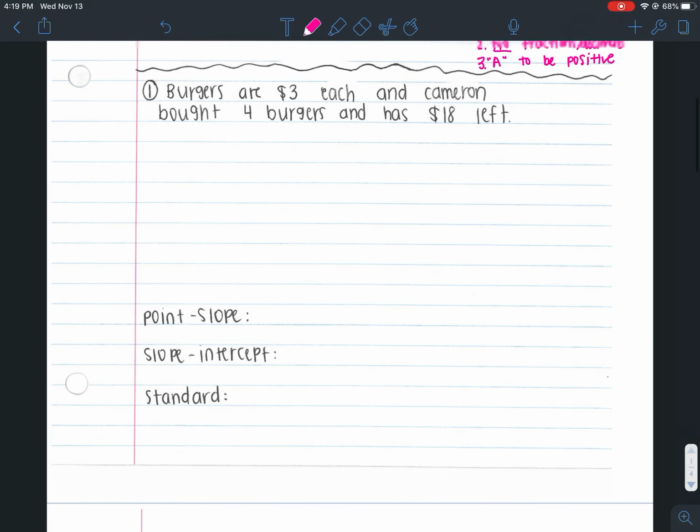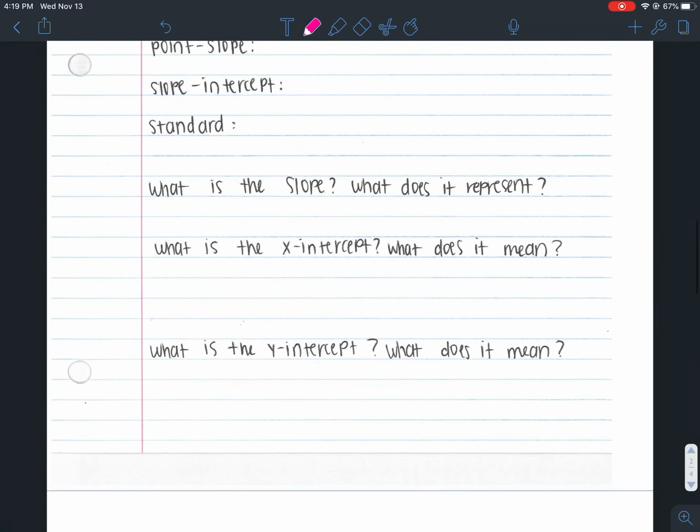Okay, moving on. So we're going to go through 2 problems here. And with number 2, it is a little bit longer just because I asked for more information, but it is essential for what you need to know. So burgers are $3 each, and Cameron bought 4 burgers and has $18 left.